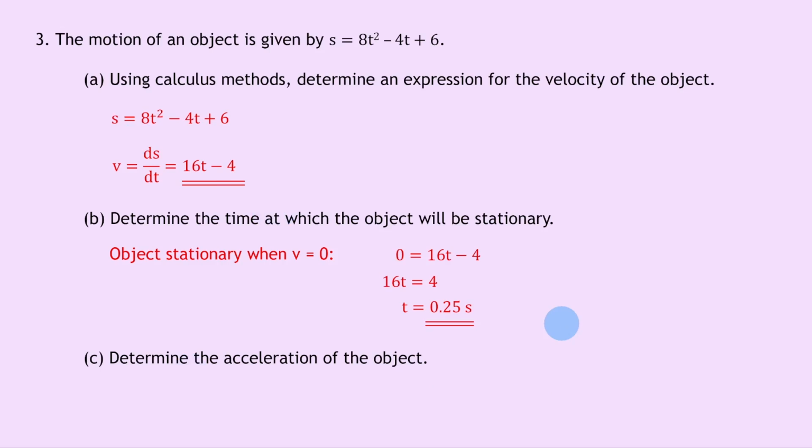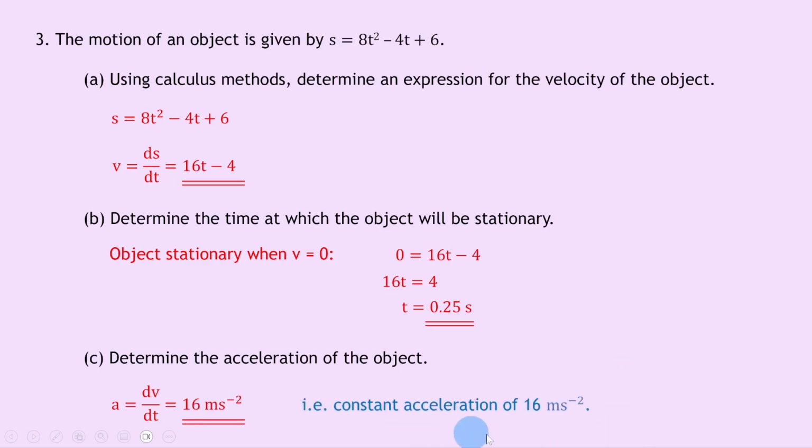Lastly, part C says to determine the acceleration of the object. Well, remember, acceleration is related to velocity through this equation here, a equals dv by dt. In other words, acceleration equals rate of change of velocity. So all we need to do is take this expression up here and differentiate it, so that will just become 16. But we can put our units in here as well to get 16 meters per second squared, i.e. this is a constant acceleration of 16 meters per second squared.